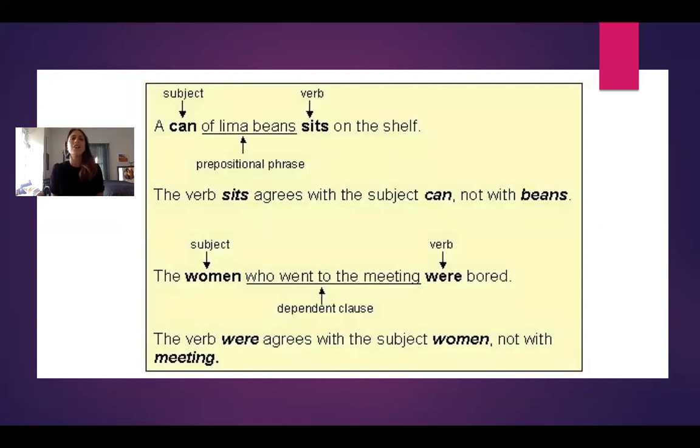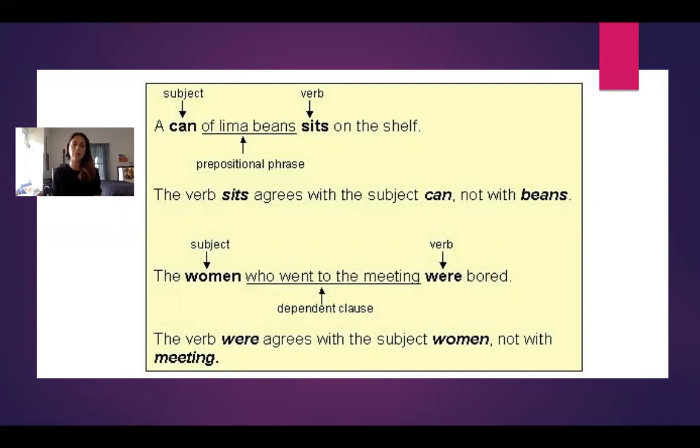Okay, you guys? So let's look at the subject. A can of lima beans sits on the shelf. Now, the can is the subject. Lima beans is the prepositional phrase. It describes the can. So even though we see lima beans and lima beans is pluralized, this is not pluralized. We go to the subject, which is can, and this takes a little bit of paying close attention. A can of lima beans sits on the shelf. Singular, singular. The verb sits agrees with the subject can, not with beans.